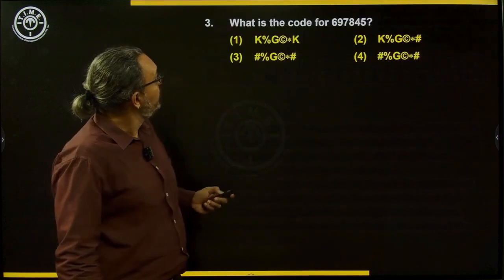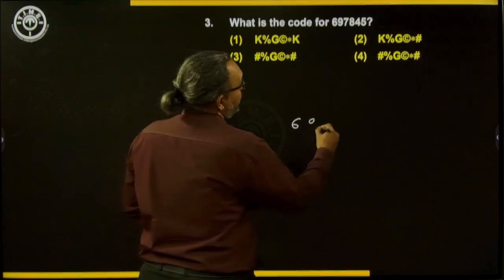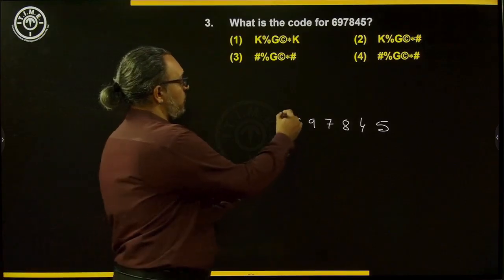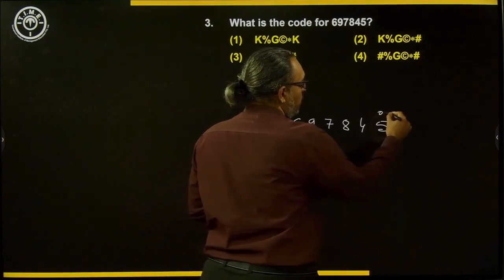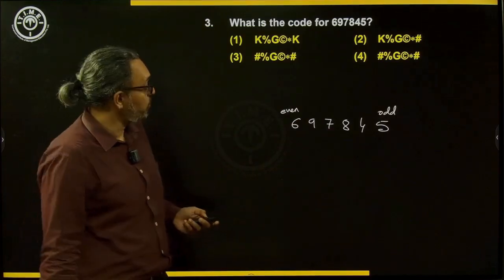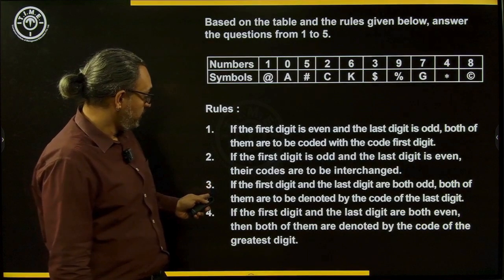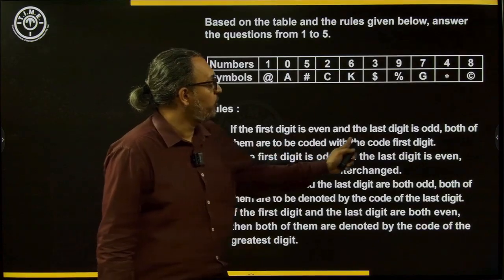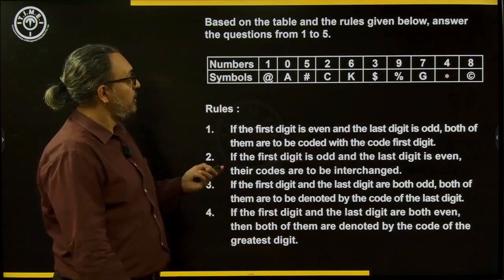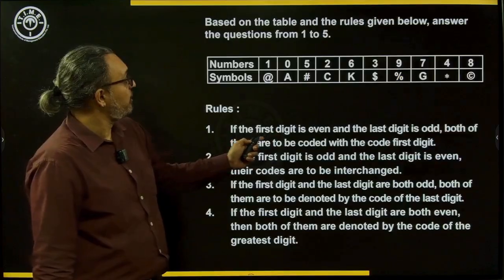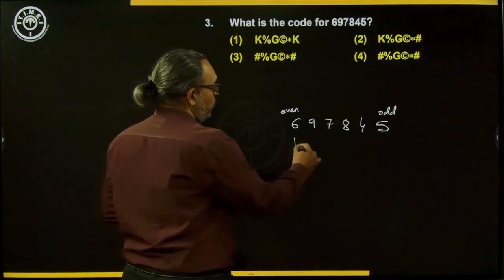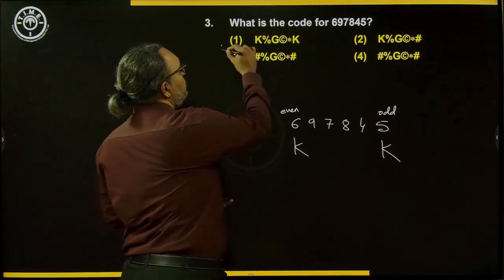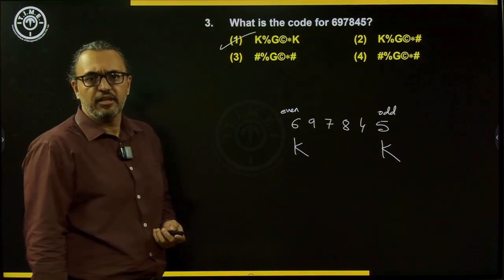Next, one more. What is the code for 6, 9, 7, 8, 4, 5? So now 6 is even, 5 is odd. So first digit is even, last digit is odd. Condition number 1: first digit is even and the last digit is odd. Both of them are to be coded with the code of the first digit. What is the first digit? 6. And what is the code for 6? K. So you code both as K. Now look at your options. There is only one option that satisfies K and K, first and last. Mark and move on.